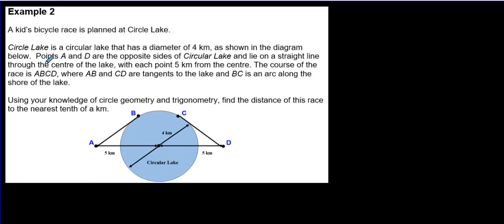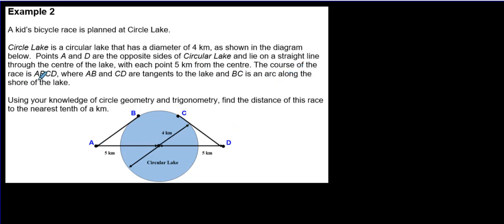A kid's bicycle race is planned at Circle Lake. Here it is. Circle Lake is a circular lake that has a diameter of 4 kilometers. Okay, the diameter is 4 kilometers, as shown in the diagram below. So from here to here is 4 kilometers. Points A and D are the opposite sides of the circular lake and lie on a straight line. Here's A and here's D. Okay, and they go through the center of the lake, with each point 5 kilometers from the center. So these are both 5 kilometers from the center.